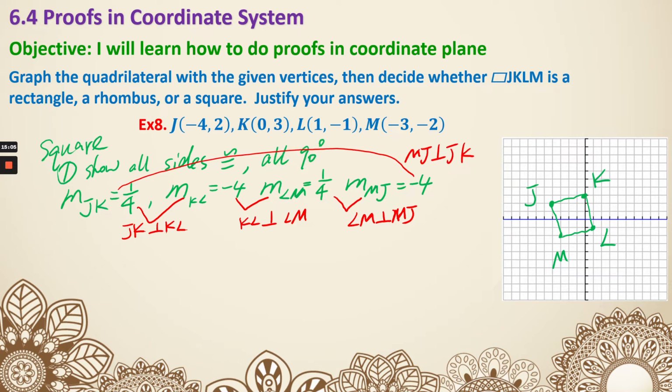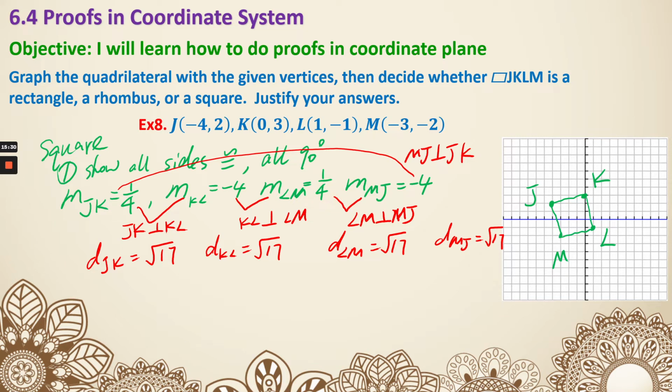Now I need to find all the lengths. So d of JK, that is going to be the square root of 17, and d of KL, square root of 17, LM, square root of 17, and MJ, square root of 17. All the same, so I can show. That's the first method of doing this problem.